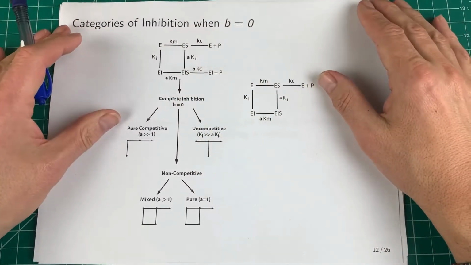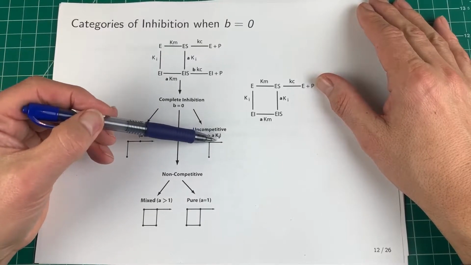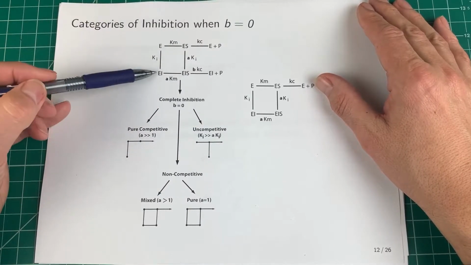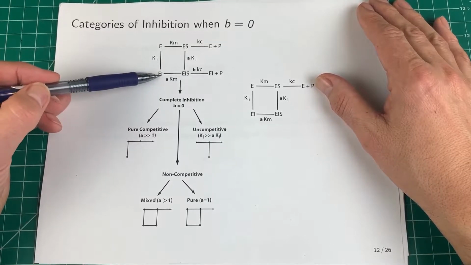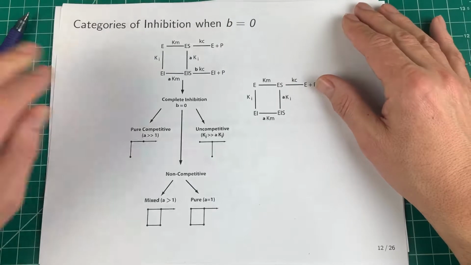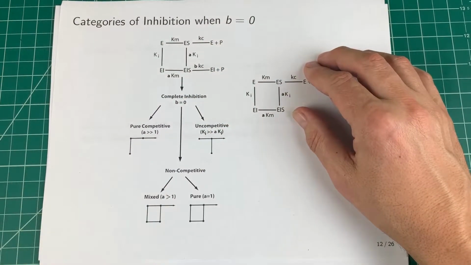Okay. Now the other case is when the Ki is much greater than AKi. When that happens, so when Ki is very big, we get hardly any enzyme inhibitor complex, and so we're just left with this portion, and so we get a T shape.